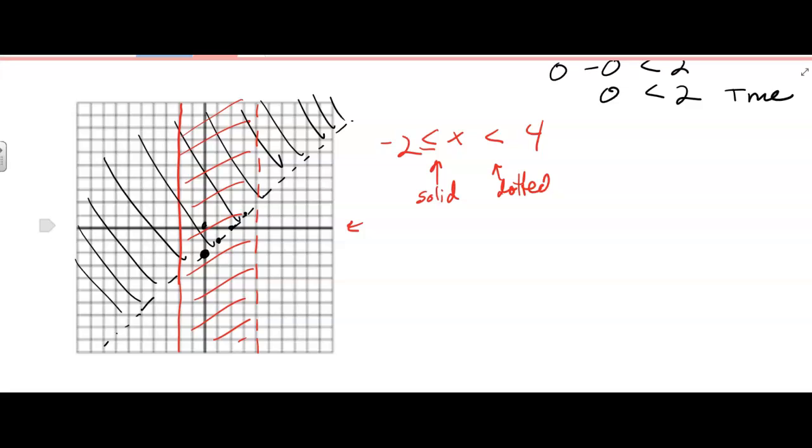It says that we want all the points whose x values are between -2 and 4. So think about all your ordered pairs out there. We want the ones where x is greater than -2 but less than 4, or equal to. It could be equal to -2.